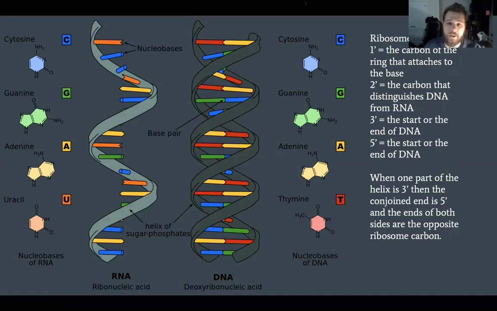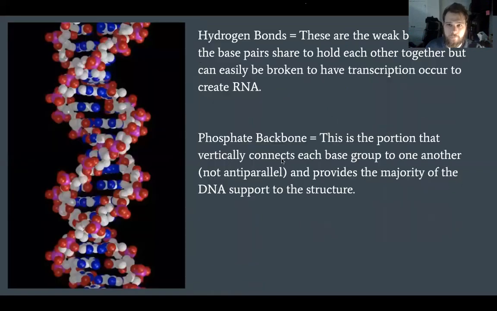So when one part of the helix is 3, then the conjoined end is 5, and the ends of both sides at the opposite side of the DNA are the opposite carbons. So if the top left is 3, and the top right is 5, the bottom left, which is the same side as the top left, is going to be 5, while the bottom right, which is the same as the top right, is going to be 3.